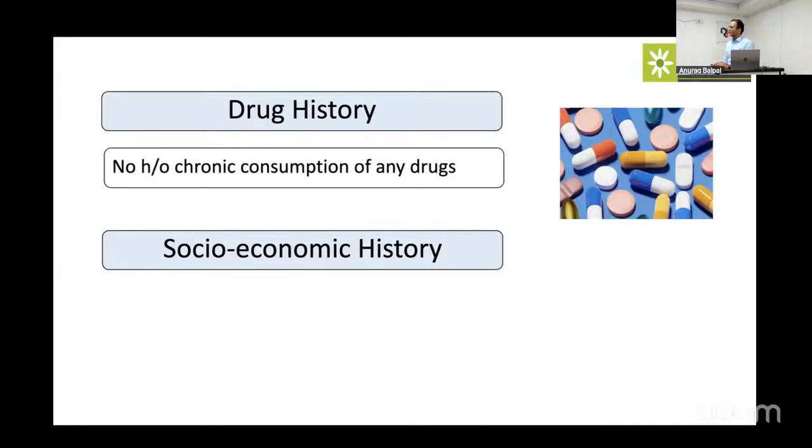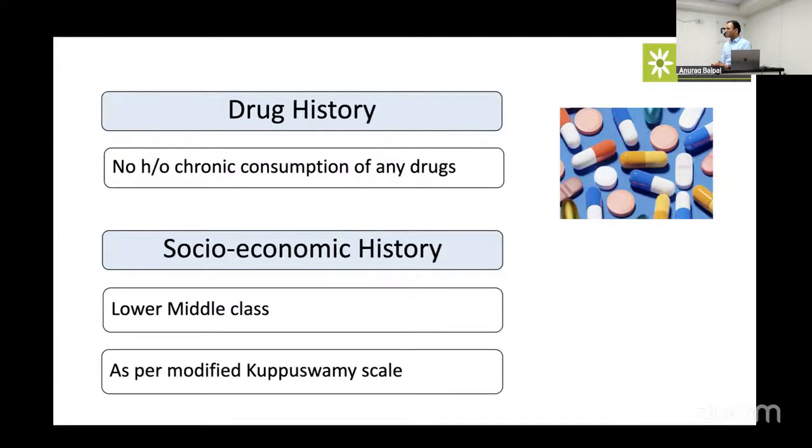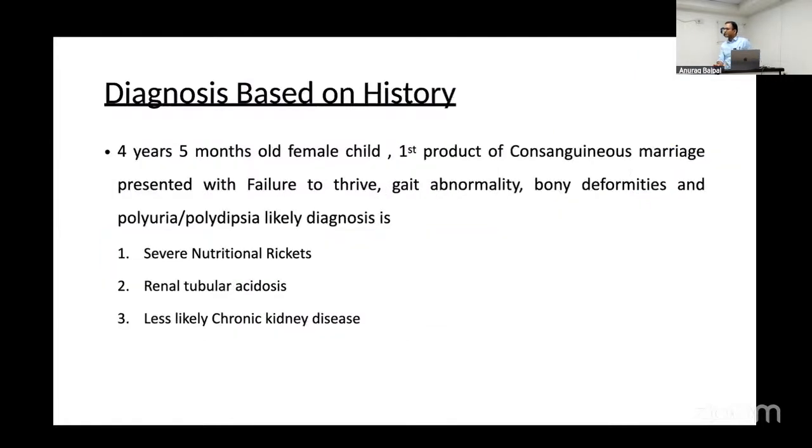There is no history of any drug consumption. She belongs to a low middle class as per the modified Kuppuswamy scale. Sir, will give a diagnosis based on the history. So she is a 4 years, 5 months old female child, first product of consanguineous marriage, presented with failure to thrive, gait abnormality, bony deformities, and polyuria, polydipsia.